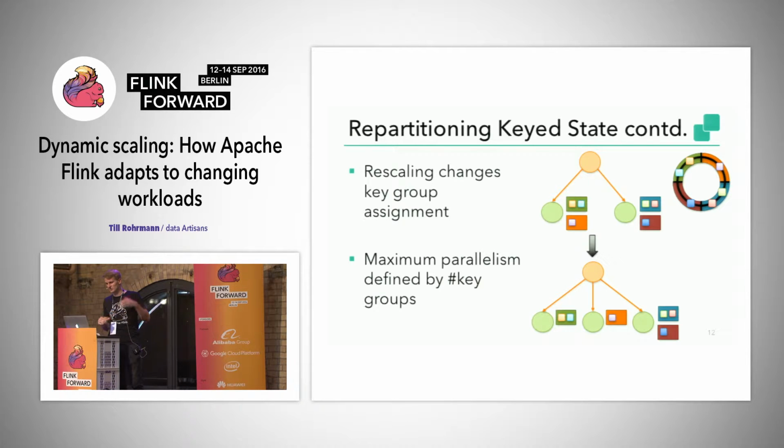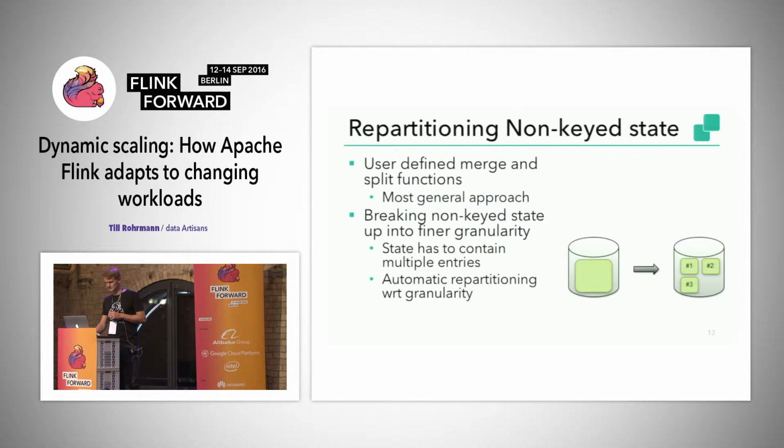That's why you have to specify at the startup of your job with how many key groups you want to execute the job, which will set the maximum degree of parallelism to which you can scale up. But usually you set the value high enough to have some room for scaling. Okay, that is the general idea of repartitioning keyed state.